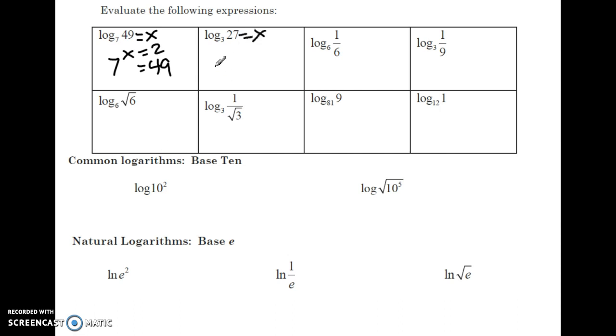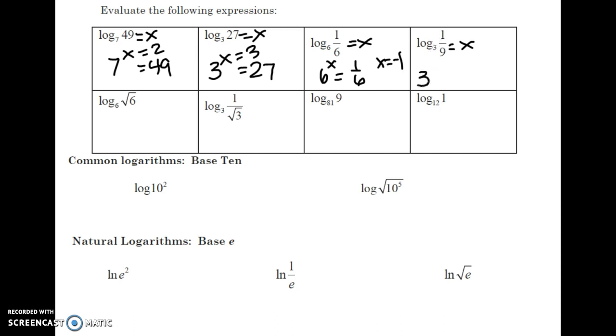All right, same thing here. It'll be 3 to what power equals 27? Well, 3 to the 3rd power. Here, 6 to what power, because that's what I'm finding, equals 1/6. Well, how do I turn 6 into 1/6? x must be a negative exponent. All right, going from here, I want to know what this equals.